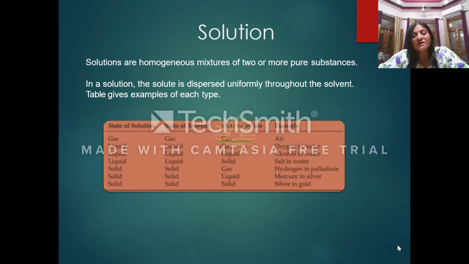Now the solid solution in which both the solute and solvent are solids, and most of the examples of alloys are of this type, solid solutions. Here the example is given: silver in gold.